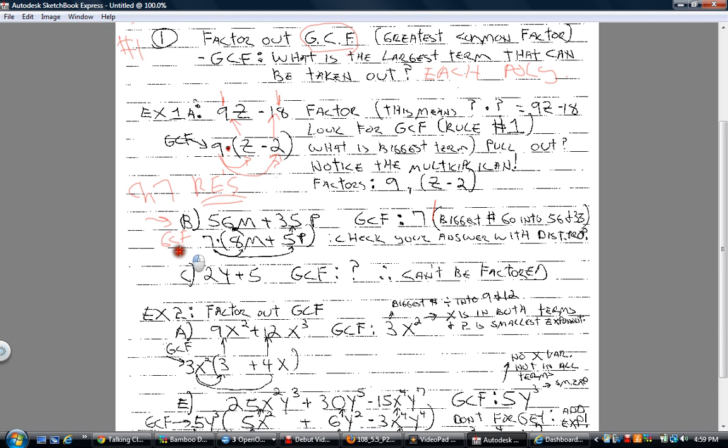And what's left that you need to multiply to come up with the first term? 8m. 7 times 8m is 56m. 7 times 5p is 35p. So there you go. There's the factored result.